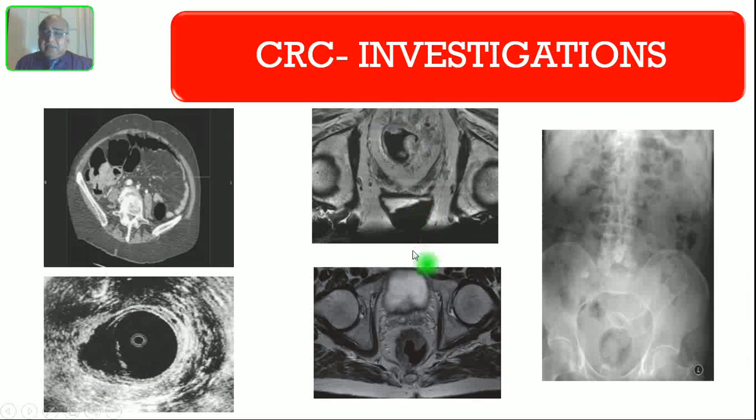Here you are seeing two MRI pictures, where on the left side you are seeing a T3 tumor that is invading the mesorectum. Here you are seeing an endoluminal stent. In an inoperable case of sigmoid carcinoma, if it is inoperable, you can put a stent inside.